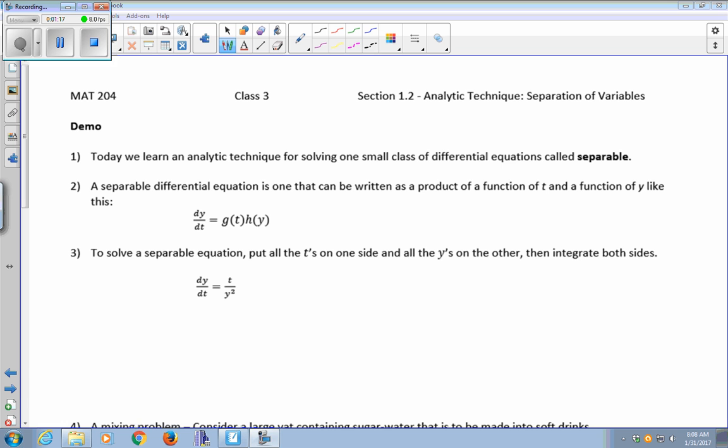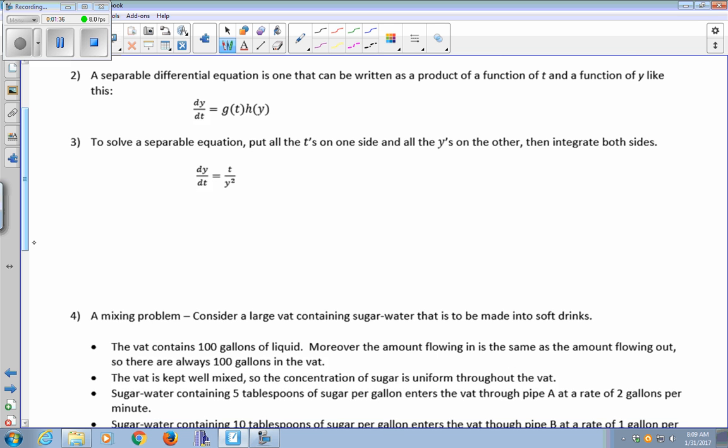Okay, so today we're going to learn an analytic technique for solving one small, tiny kind of differential equation. It's a pretty neat technique, but it doesn't apply to very many differential equations. But we're going to learn lots and lots of techniques over the semester. A separable differential equation is one that can be written as a product of some stuff with t's in it and some stuff with just y's in it. So it looks like dy dt equals some stuff with t's times some stuff with y's.